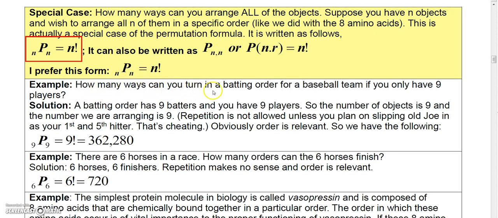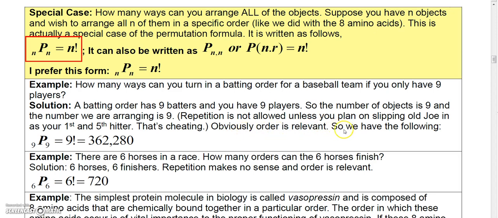Let me give you an example. How many ways can you turn in a batting order for a baseball team if you only have 9 players? A batting order for a baseball team is only 9 positions, so basically you have 9 batters and 9 positions. Let's ask ourselves a couple of questions. Is repetition allowed? Could John Doe bat first and third? No, so repetition is not allowed. That would be cheating. And order is relevant, because if John Doe bats first, that would be different than John Doe batting fifth.